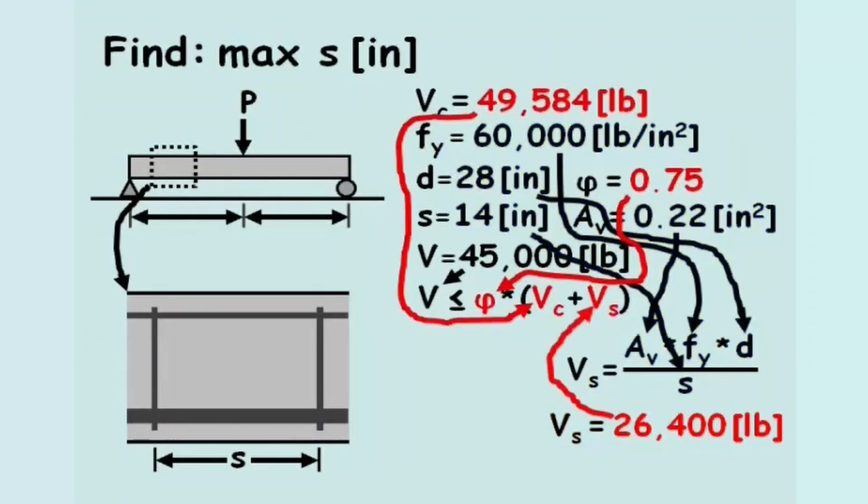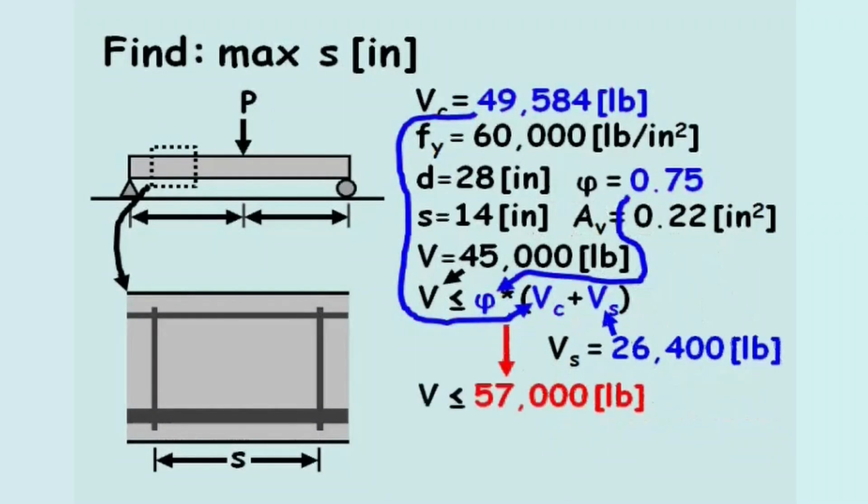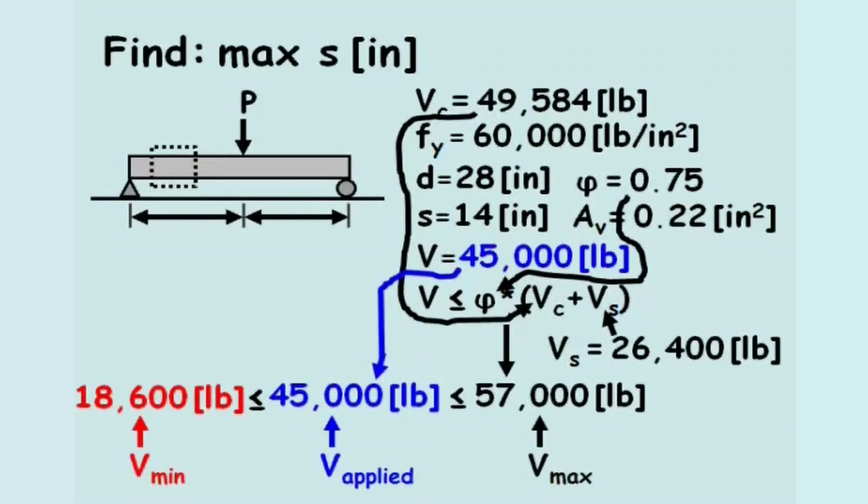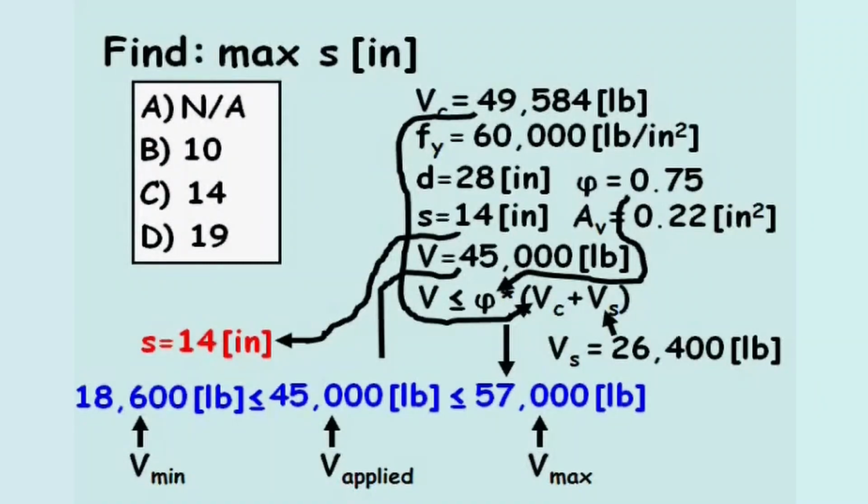Plugging in the values for phi, Vc, and Vs, the maximum shear resisted using 14-inch spacing equals 57,000 pounds, which is greater than the applied 45,000 pounds, and greater than the calculated minimum of 18,600 pounds. Therefore, our stirrup spacing of 14 inches is the correct answer. When reviewing the possible solutions, the answer is C.